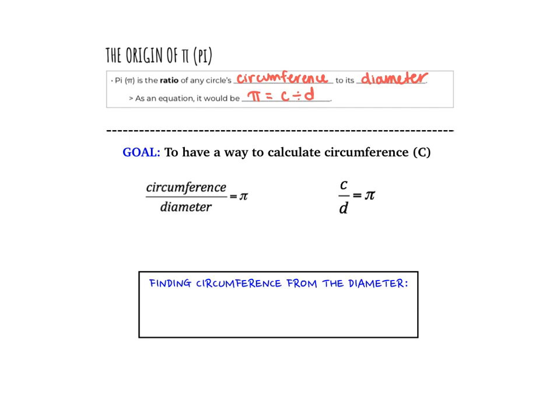Now, our goal is to calculate the circumference. So if we think about it as an equation, the goal is to get C by itself. I want circumference. So to do that, I could multiply both sides by diameter, and that would give me that circumference is equal to pi times the diameter. And believe it or not, that's our first formula: the circumference is equal to pi times the diameter. So as long as you know the diameter, you'll be able to calculate circumference using that famous number of pi.